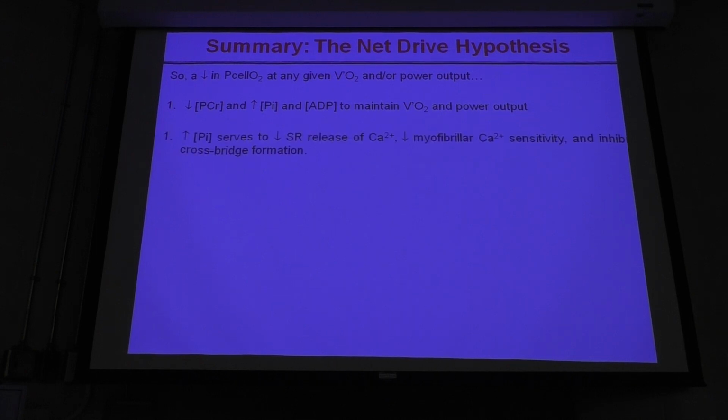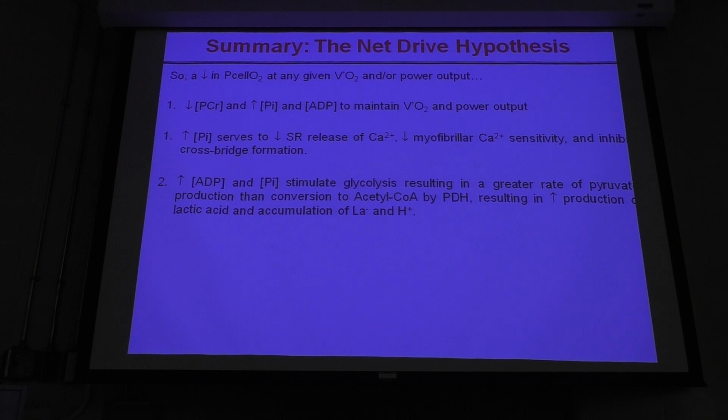The increase in inorganic phosphate serves to compromise sarcoplasmic release of calcium, decrease myofibril calcium sensitivity, and inhibit cross-bridge formation. Increase in ADP and Pi will stimulate glycolysis, resulting in a greater rate of pyruvate production than its conversion to acetyl-CoA by pyruvate dehydrogenase. Again, coming back to my earlier lectures, resulting in increased production of lactic acid and accumulation of the lactate and hydrogen ions. Signposts of basically impending muscle failure, even though evidence seems to suggest that they're not directly linked to muscle fatigue, they nevertheless are indicators that fatigue is forthcoming.